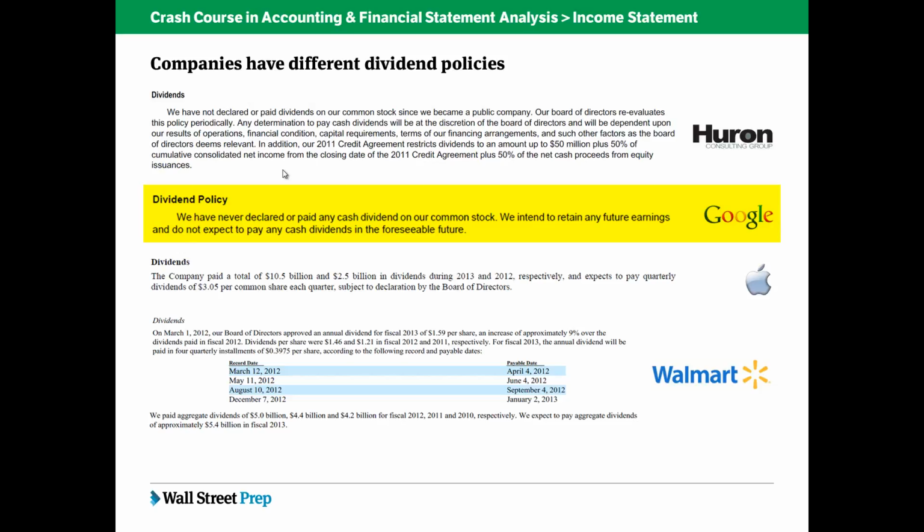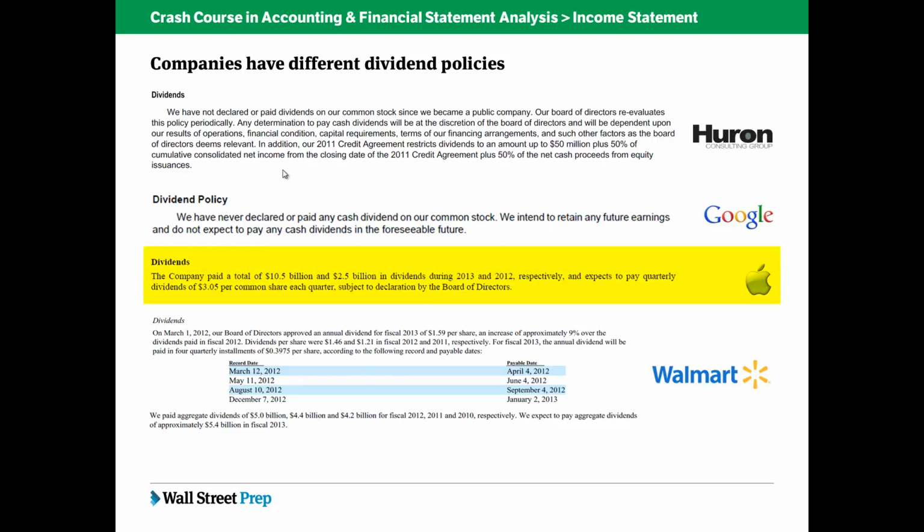Google says, we've never declared or paid any cash dividend, and we intend to retain any future earnings and do not expect to pay any cash dividends in the foreseeable future. They're saying this is not a dividend company. We have growth prospects. We're not going to give the money back to investors. By the way, all these disclosures come straight from the 10-K in the footnotes.